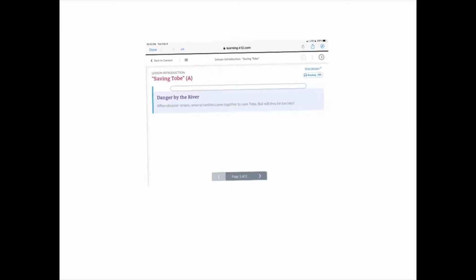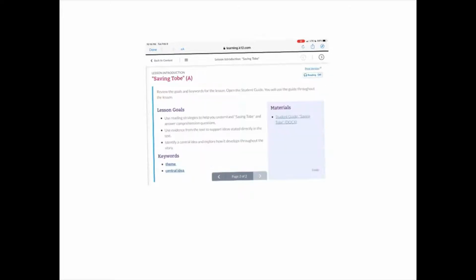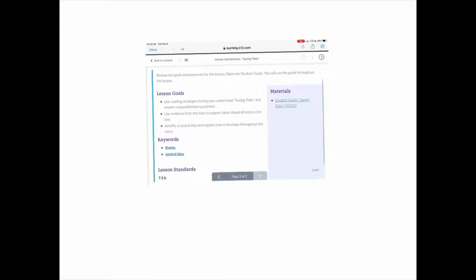So in these lessons, you will be reading and rereading a short story called Saving Toby. When disaster strikes, several families come together to save Toby, but will they be too late? Well, that's up to you to make your prediction on what this could even be about. We have a dangerous river. Maybe you can relate to being in a dangerous situation.